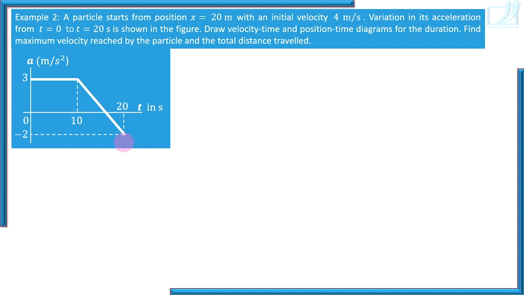But one more thing you should understand here. Somewhere between t equal to 10 to t equal to 20 seconds, at a particular instant, acceleration becomes 0. Now during motion, when acceleration becomes 0, velocity reaches maximum value. So this instant is important where velocity is maximum, acceleration is 0. Up to this particular instant, acceleration is positive. And after this instant, when acceleration becomes 0, acceleration is negative.